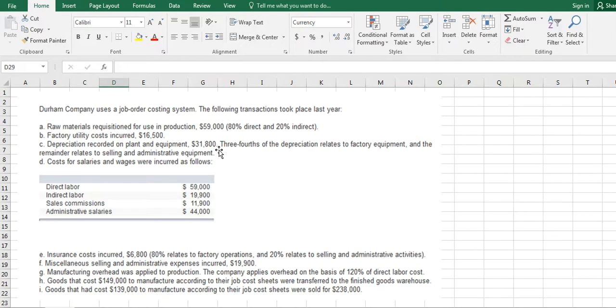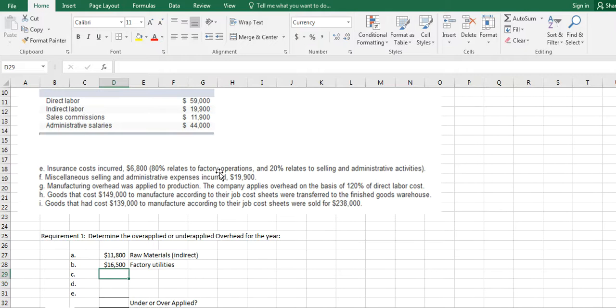And depreciation recorded on plant and equipment was $31,800. It says 3/4 of the depreciation relates to factory equipment. The remainder relates to selling and administrative. Now, depreciation is an indirect cost, but we only care about the part that has to do with the factory. So 3/4 of $31,800 is the indirect cost that was allocated for factory overhead. We did the math on that. Taking 75% of the total depreciation would be $23,850.